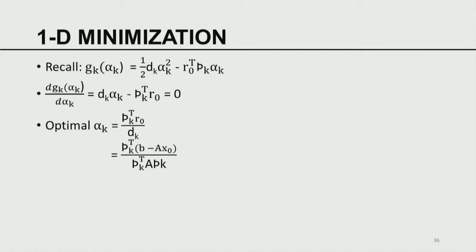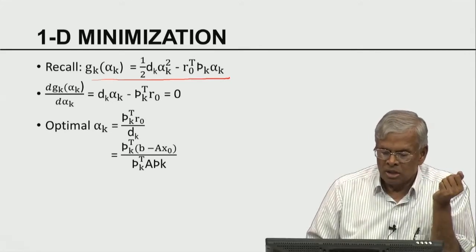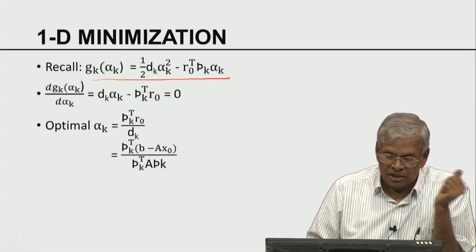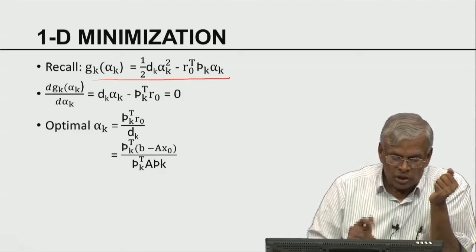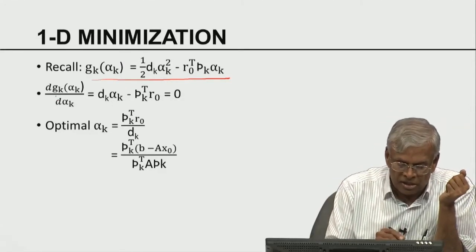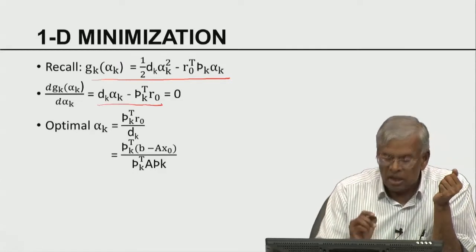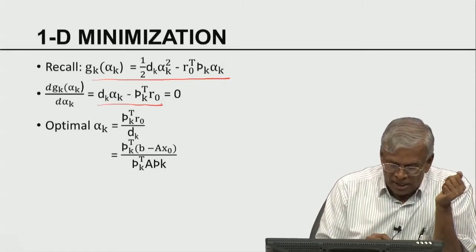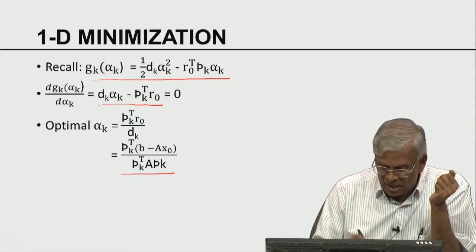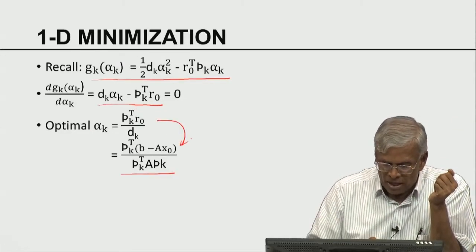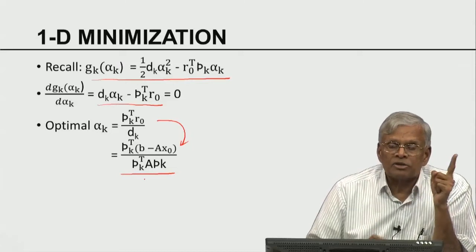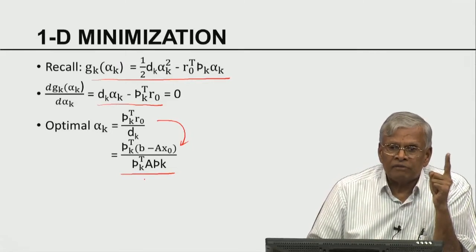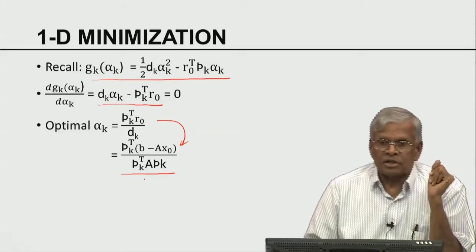Now let us concentrate on the 1D problem. Let g of alpha_k be equal to a quadratic function, d_k is known, r naught is known, p_k is known, so it is simply a function of alpha_k. So if I compute the derivative of g_k with respect to alpha_k, I get this, and if I equate this to 0, I get alpha_k to be given by this formula, which is very well known, and you can readily see this formula is very much related to the formula that we have derived in the early slides.